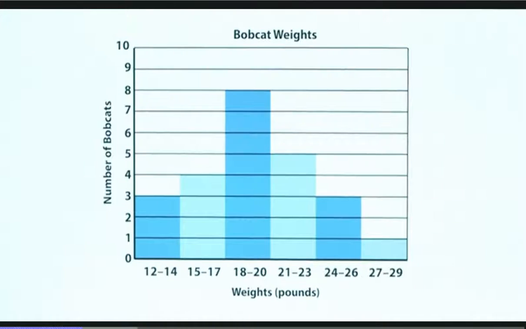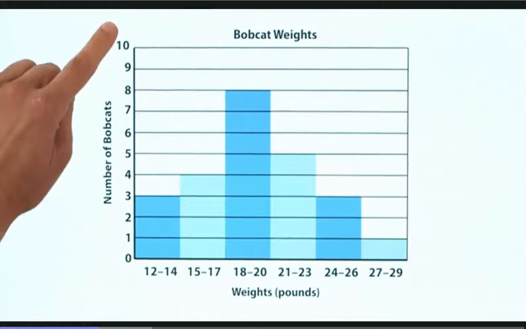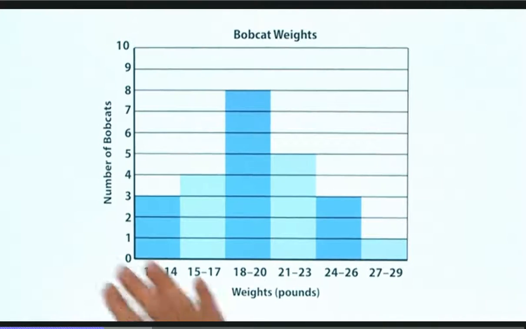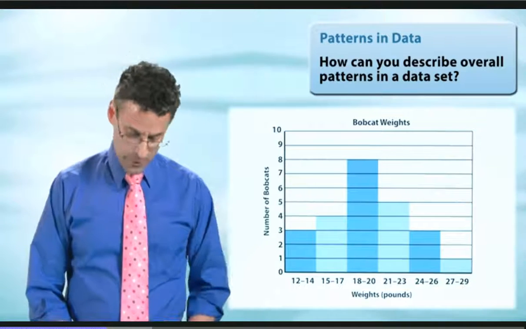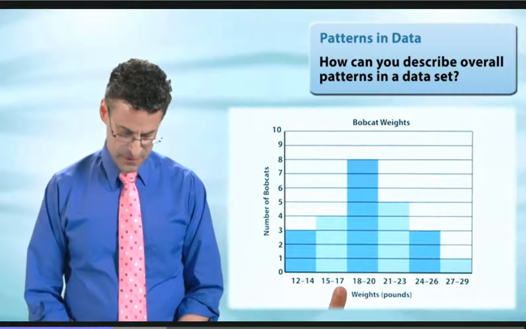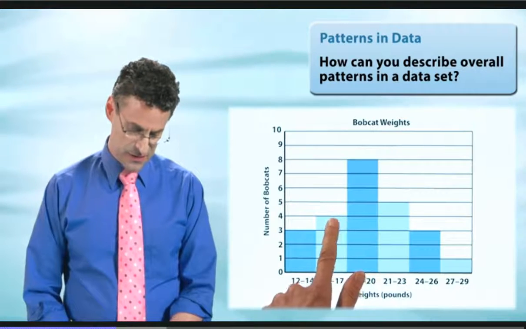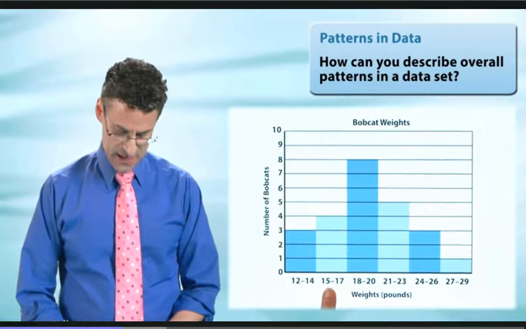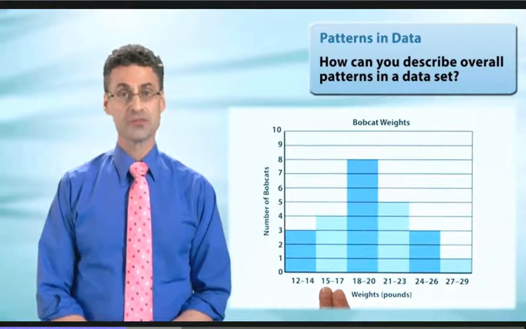The first thing that I notice is that this is indeed a histogram, in that we see these bars representing different intervals of weights, and on the y-axis we see the number of bobcats that have these various weights. So for example, of bobcats that weigh 15 to 17 pounds, we see that in this particular data set there were 4 such bobcats.